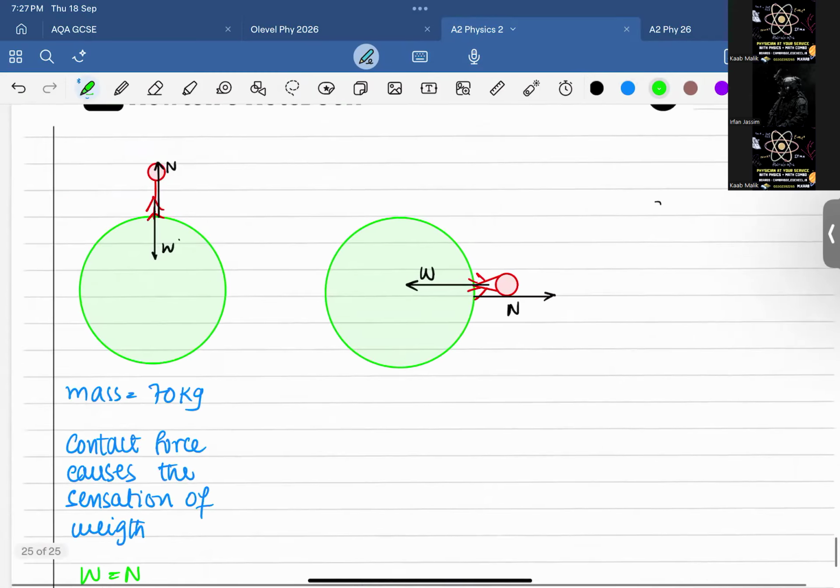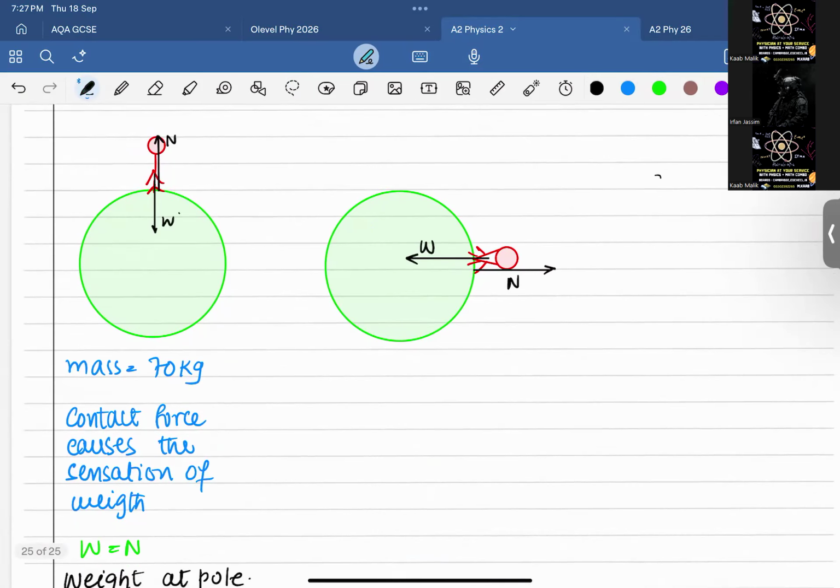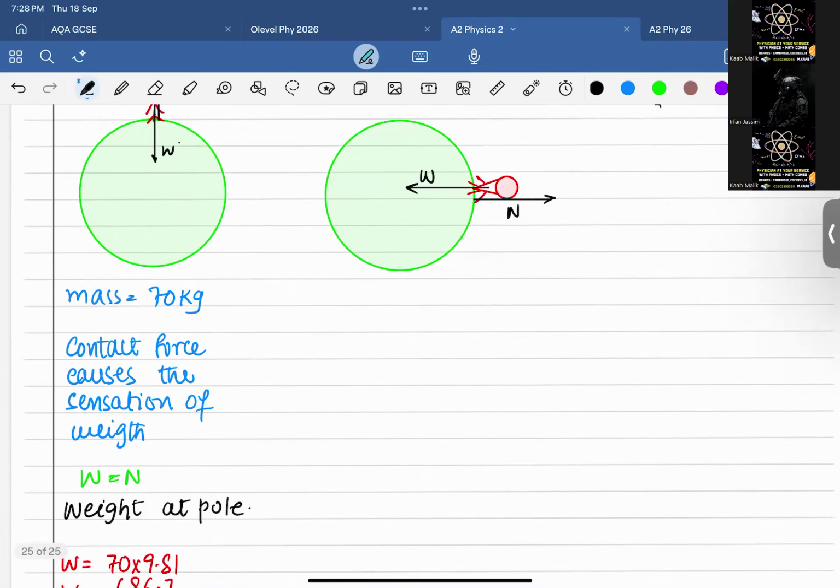But for this one, we cannot say that the weight is just equal to the normal reaction force. We can rather say that the weight minus the contact force is equal to the resultant force, and the resultant force is basically mv square over r, or m r omega square. We can use anything, but I'm using mv square over r because it's the actual form, and m r omega square is the derived one.